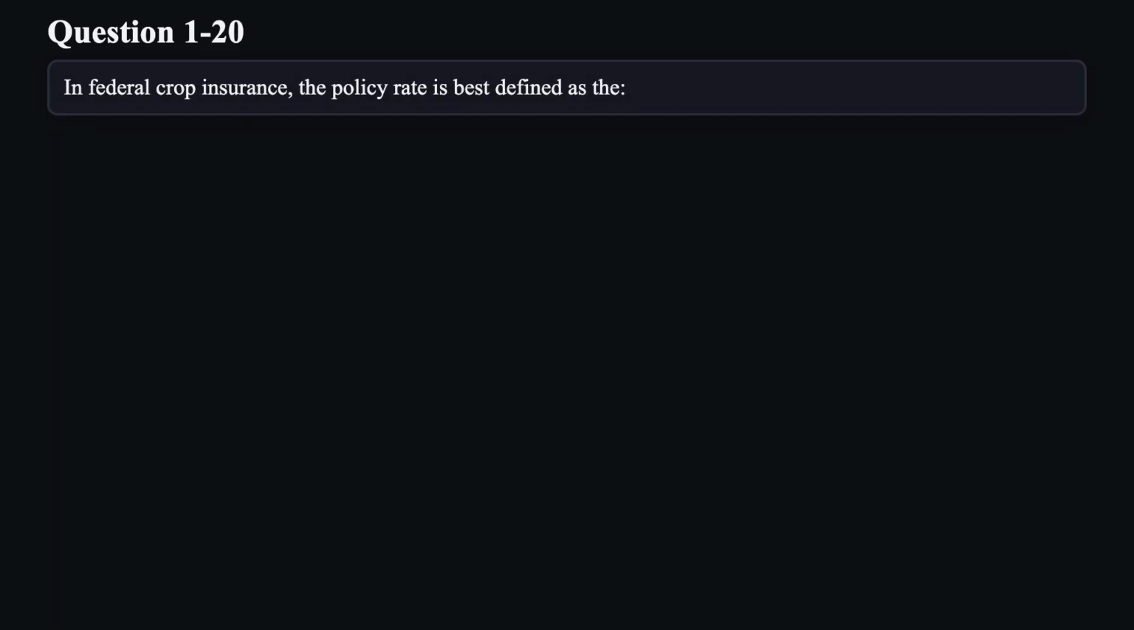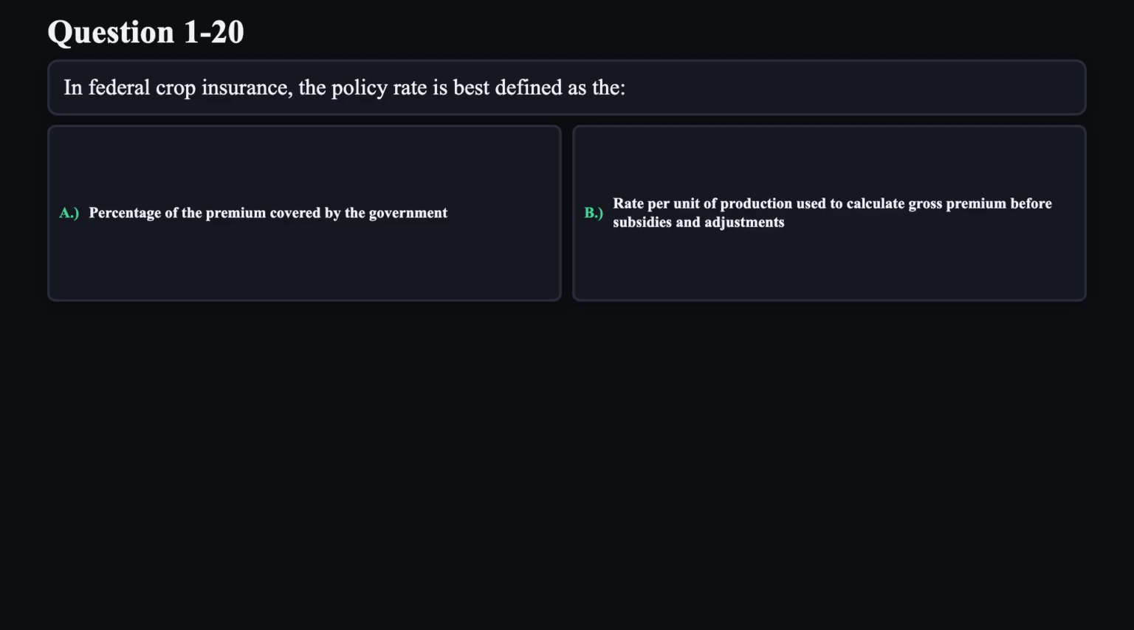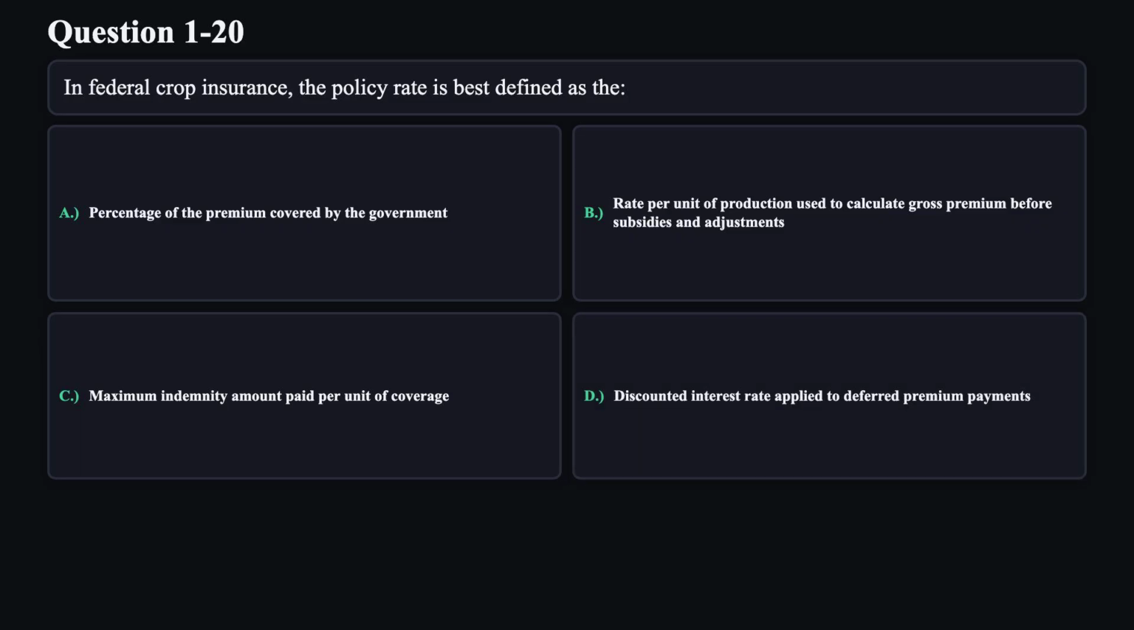Question 20. In federal crop insurance, the policy rate is best defined as the A. Percentage of the premium covered by the government. B. Rate per unit of production used to calculate gross premium before subsidies and adjustments. C. Maximum indemnity amount paid per unit of coverage. D. Discounted interest rate applied to deferred premium payments.